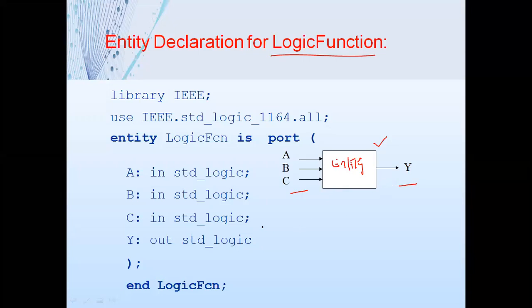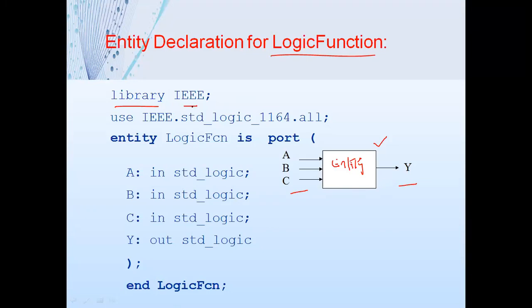So now how to write the entity declaration here for this example? First we have to include the library in our VHDL code. So how can we include it? Library IEEE semicolon, which means that you are including a library which is of the IEEE.